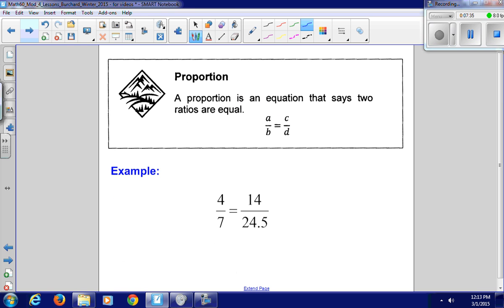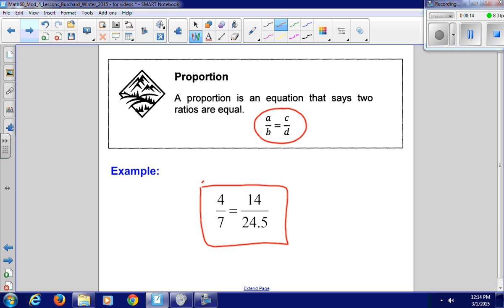So that's what a ratio looks like. Now we're going to talk about a proportion, and a proportion is when we set two ratios equal to each other. So it's an equation that says two ratios are equal. Here's one. If I write this out, I'm telling you that the ratio of 4 to 7 is the same as the ratio of 14 to 24.5.